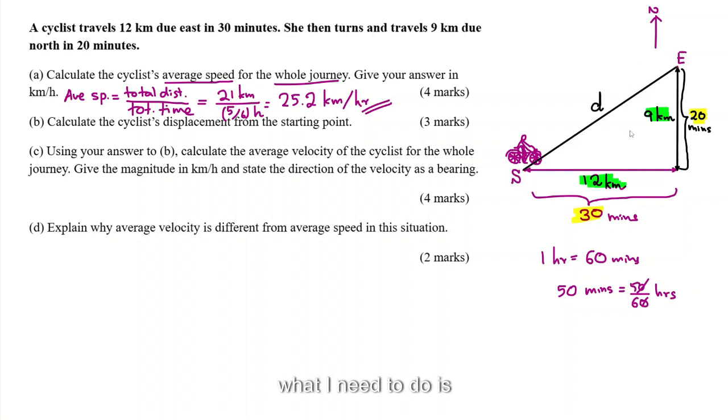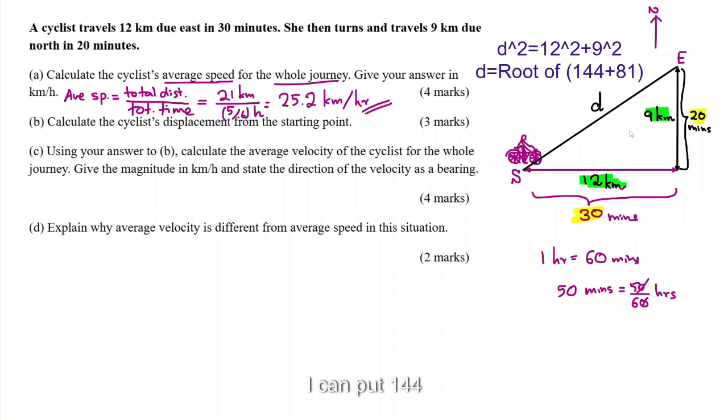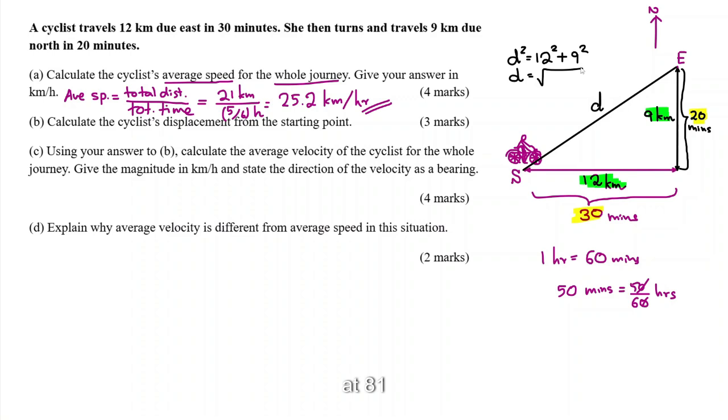So what I need to do is d squared is equal to 12 squared add 9 squared. So d is equal to square root of 144 add 81, which is 225. Square root of 225 is 15 kilometers. So the displacement here is 15 kilometers.